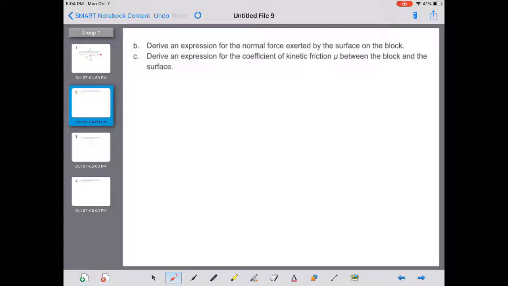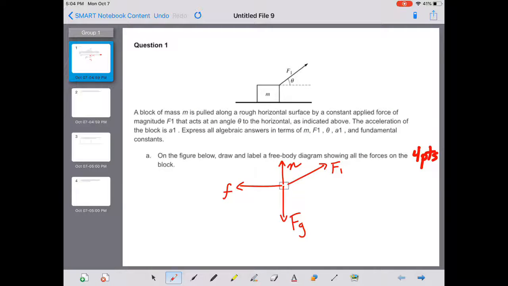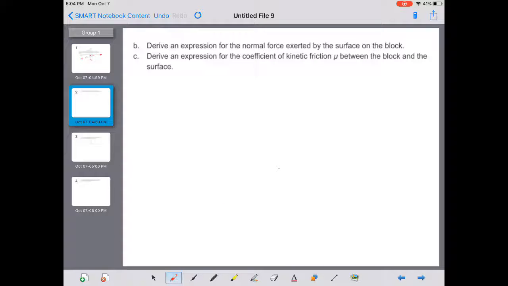Derive an expression for the normal force exerted by the surface on the block. This is where we're going to start splitting things into components. One thing that it says in the scoring guide is that if you're going to split it into components, draw a different diagram. It doesn't want you doing it on this diagram. So let's look at the forces that are simply acting in the Y world. We've got force gravity down, we've got normal force up, and then we've got the component of force 1 in the Y direction.